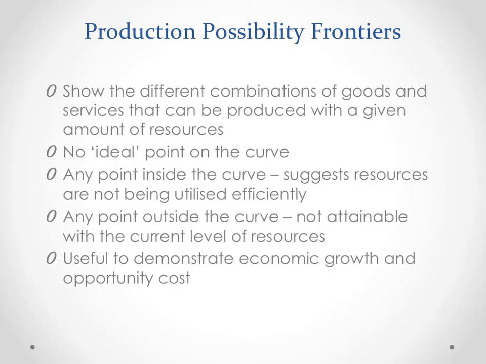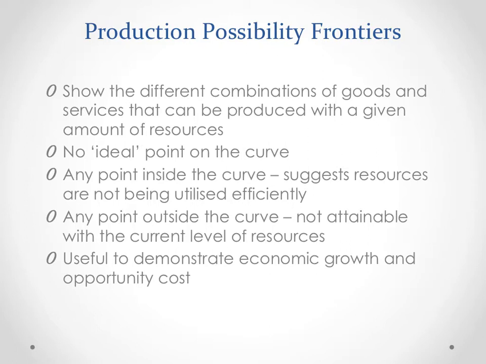This slide introduces the key features of the PPF. The PPF shows the different combinations of goods and services that can be produced within a given amount of resources. There is no ideal point on the curve, as that would be a normative or subjective statement. Any point inside the curve suggests that resources are not being fully utilized to their efficient level, meaning that there's some degree of unemployment, whether it be labor or land or whatever.